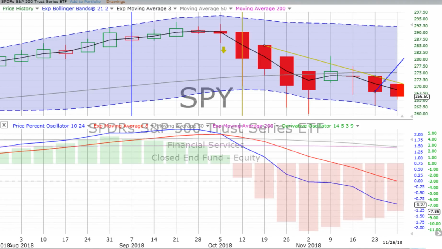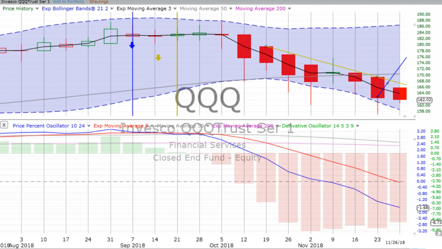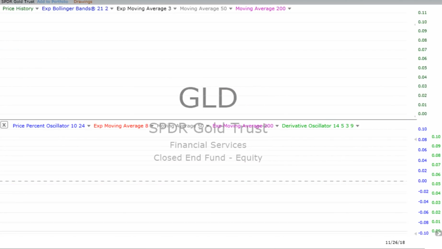Stocks up big for the day. The S&P 500 up 1.61%. The NASDAQ 100 up 2.31%. 20-year bonds down, gold down.